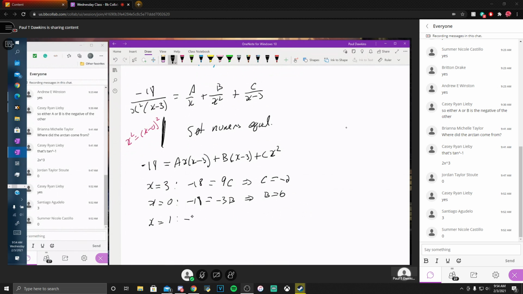Plug it in. So minus 18. Well, a times 1, that's a. 1 minus 3 is minus 2, so basically a times a minus 2. Plus a b, 1 minus 3, now that's b times minus 2. 1 squared is 1, so plus a c. Do you all agree I could do that if I wanted to?